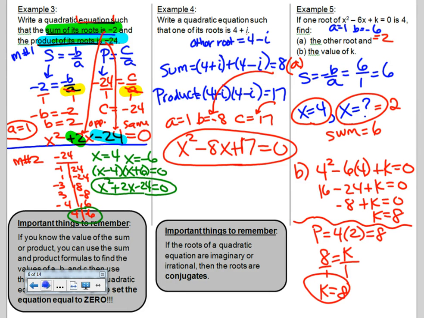So it's all in how you want to do the problem, what information you have. If you have the root, you have the x value. And if you have the sum and the product, then you know that that refers to some relationship with the b and the a and the c values.